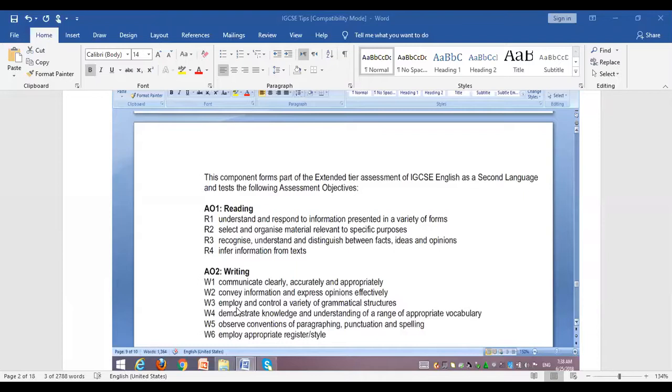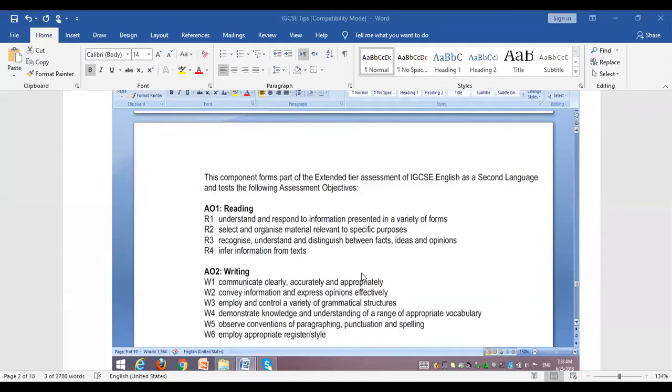So you should be able to express your ideas clearly and your opinions clearly as well. And how to employ and control a variety of grammatical structures. As I said, all that's coming is just explanations of the first one, which is very important: how to communicate clearly, accurately, and appropriately. So clearly, clarity of your ideas, when somebody reads what you've written it is very clear to grasp the idea, understand it. And accurately related to the correct use of English grammar.